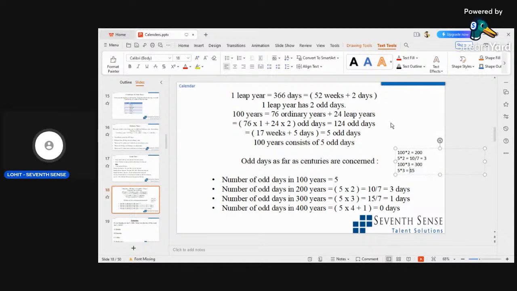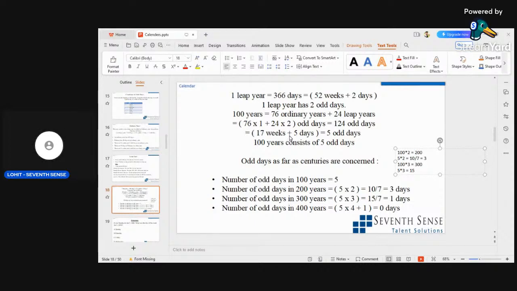I'm just writing down how I'm getting the answer, so don't be confused about this. Okay, the third one. For the third one I have written, right, for 300, what is the answer I'm going to get? I will be dividing that by 7, because I have multiplied it by 3. So the answer will be 15 divided by 7. The answer will be 1. So for 300, I got the answer as 1. At 400, I got the answer as 0. Why is it 0? 5 into 4 is 20.